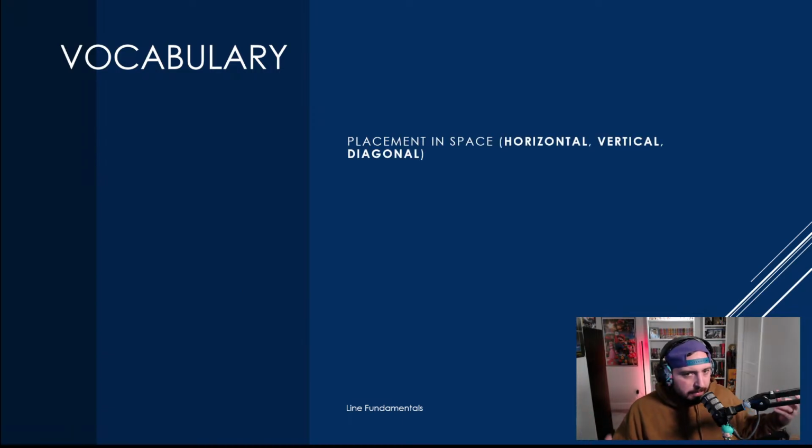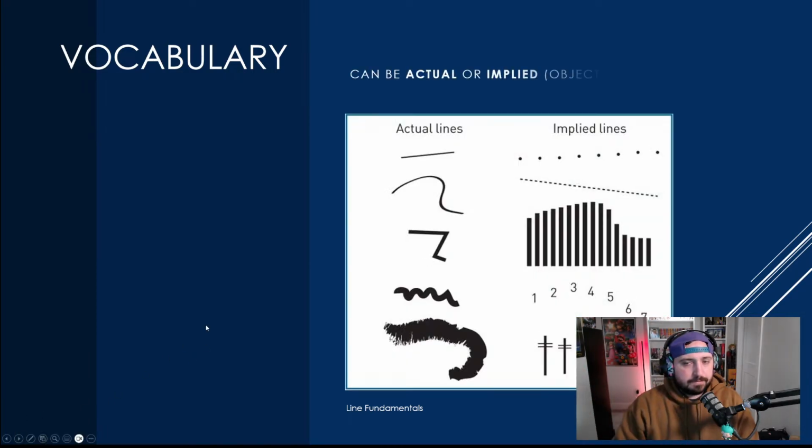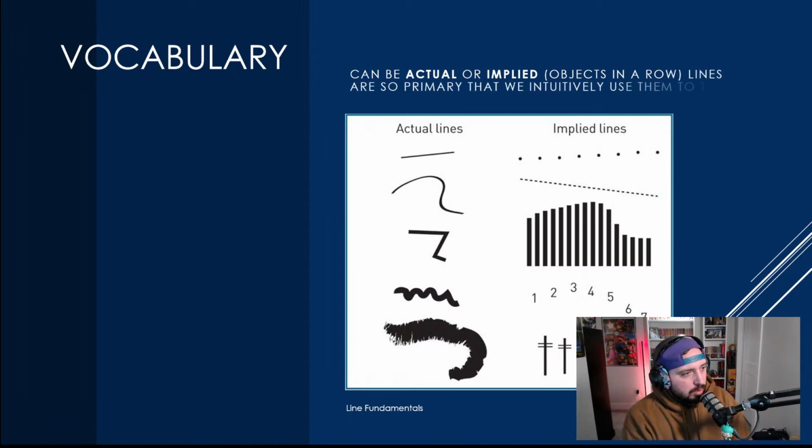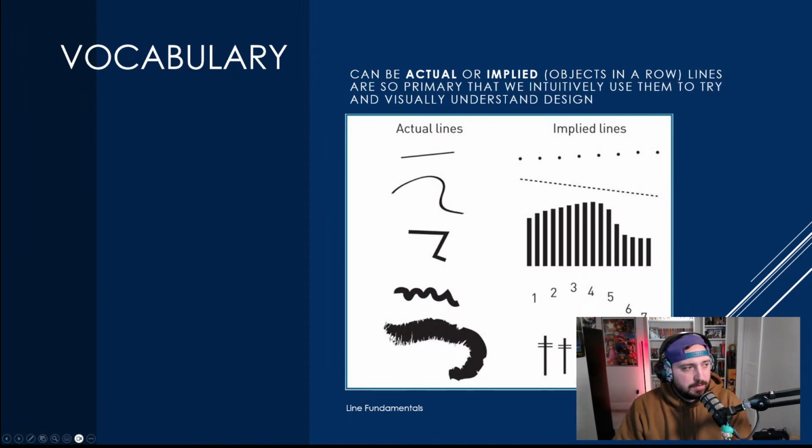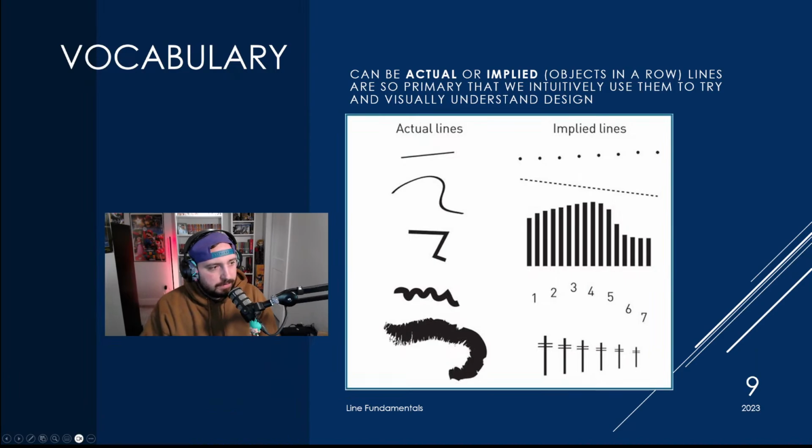So I also want to talk about line placement in space, right? You have lines that can be placed horizontal, vertical, and diagonal. Remember, horizontal is across the screen on the x-axis, vertical is up and down on the y-axis, and diagonal is intersecting either one of those, right? Lines can be actual or implied. We did just chat about this. I'm going to move myself out of the way for a second here.